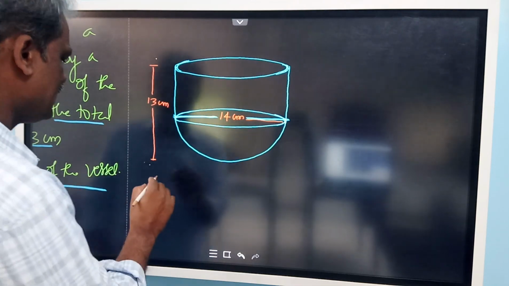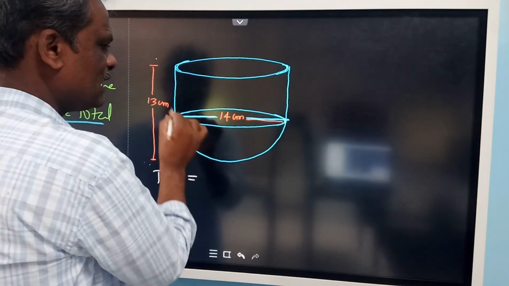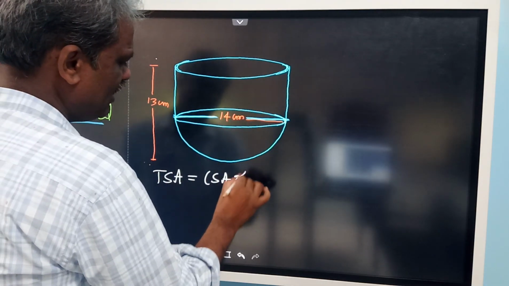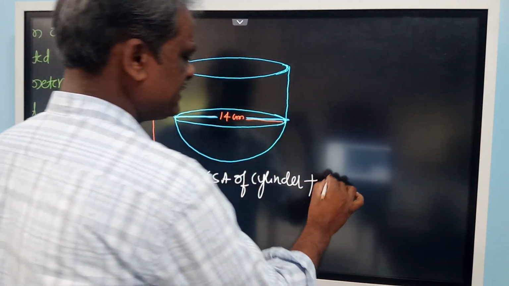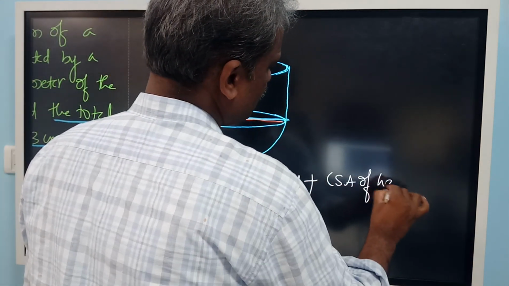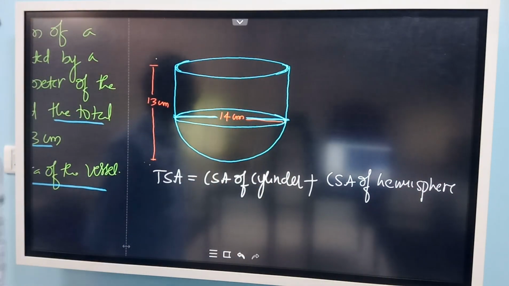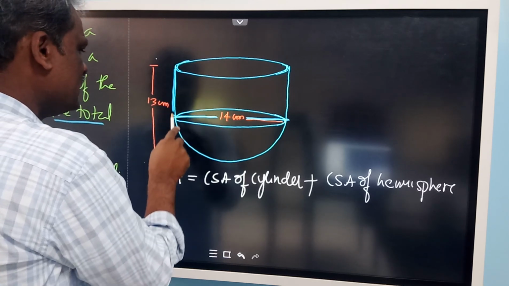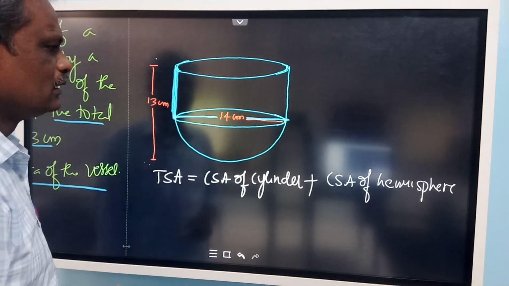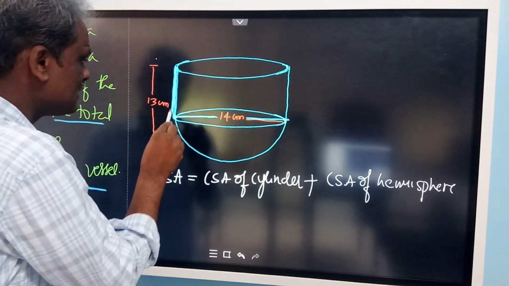So the total surface area is equal to the curved surface area of cylinder plus the curved surface area of hemisphere. These two together give you the total surface area of this vessel. Now, here we need to find the height of the cylindrical part. The total height is given. How to find the height of this cylinder only?